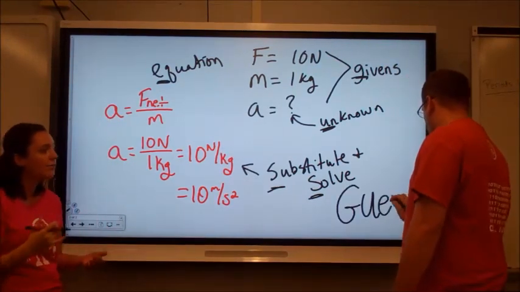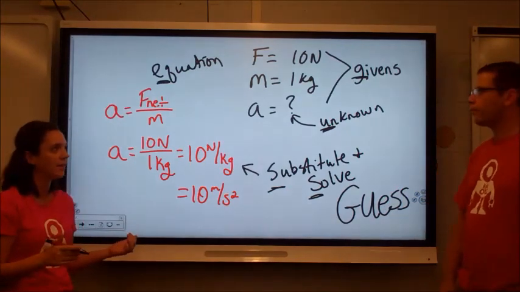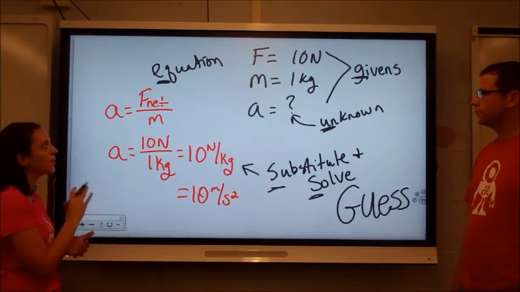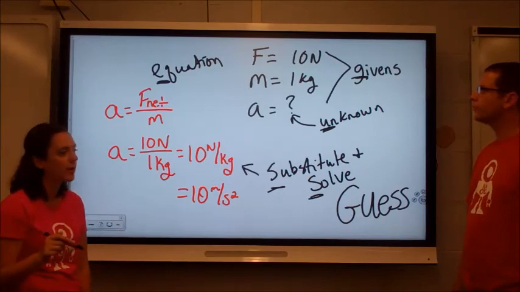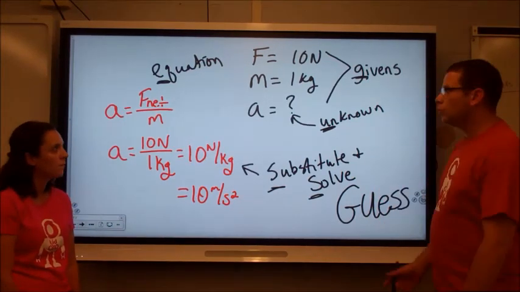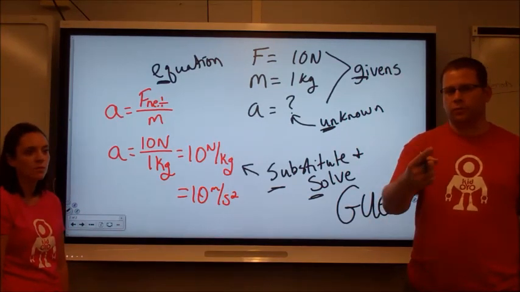Okay? So on every single physics problem you do, you should be trying to follow this GUESS method. And we're going to talk more about that and make sure that when we're looking at our solutions, we're finding, okay, where are my givens, where are my unknowns, write out my equation, substitute, and solve. As a final question, what would happen to the acceleration if the force was doubled?